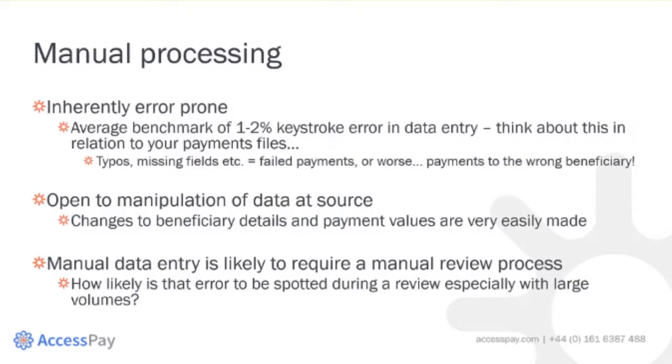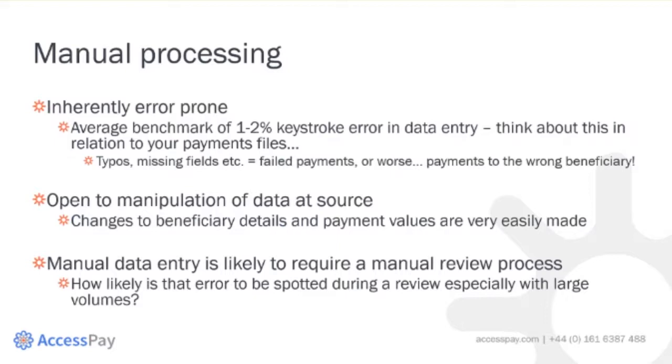Manual processing: a lot of organizations will have manual processes. They're very difficult to get rid of. As much as we'd like to automate 100%, they're always going to be there. They're obviously inherently error prone, so a lot of studies have been done around the accuracy of data entry, and it's widely accepted that professional typists have an error margin of about 1 to 2% with their keystrokes. And I know I press backspace a lot more than that. So think about this in relation to your payment files. If you think that you're processing payroll or large invoices with that kind of error margin, you're going to end up with some failed payments or worse, payments to an incorrect beneficiary that you might not be able to recoup.